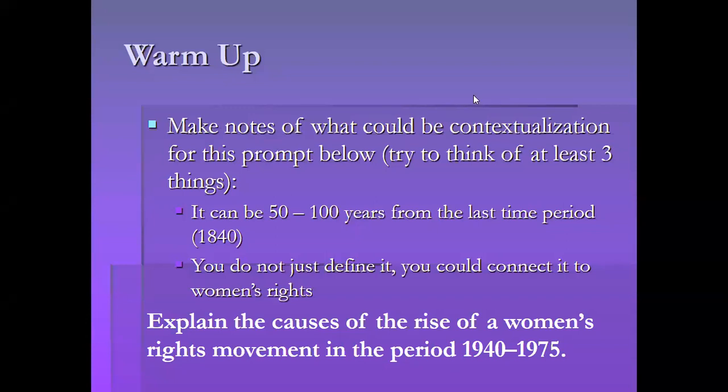All right, guys, we're going to go ahead and get started. So what I wanted you to do for the warm-up was to try to create contextualization. So try to think of at least three events or things that you could use to connect to the prompt that is below about the women's rights movement from 1940 to 1975. So to start, Ashiana, why don't you go ahead and give this a try?